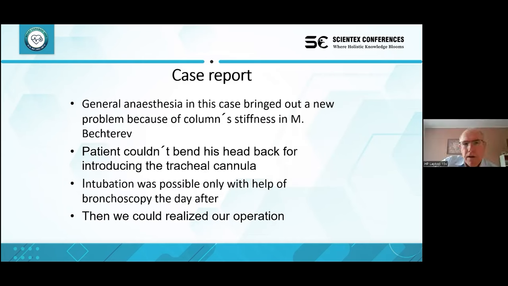General anesthesia in this case brought a new problem because of column stiffness in morbus Bechterew. The patient couldn't bend his head back for introducing the tracheal cannula. Intubation was possible only with the help of bronchoscopy the day after. Then we could realize our operation.